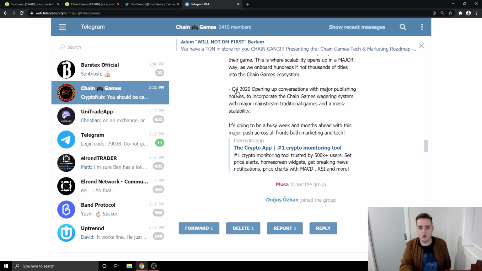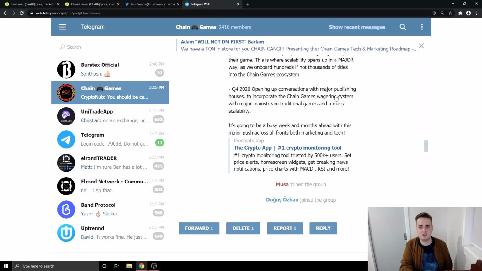And also in the fourth quarter 2020, opening up conversations with major publishing houses to get chain games wagering system into the mainstream traditional games and a mass scalability. So they're not just going for new games that are going to come onto the dApp store. They're not just going for their own game. They are going for the major publishing houses. So basically like the major game developers, and they're going to go over to them and say, hey, do you want to implement our wagering system into your game?